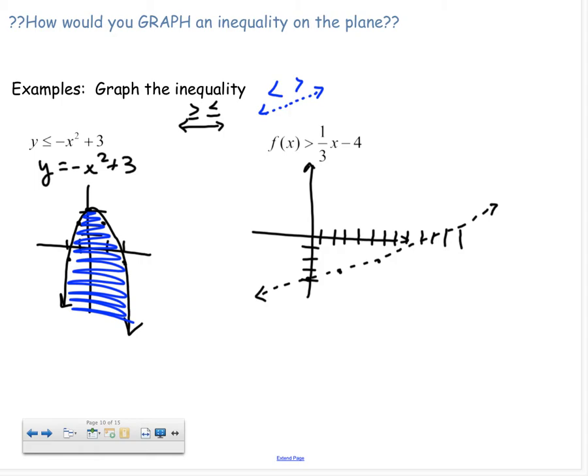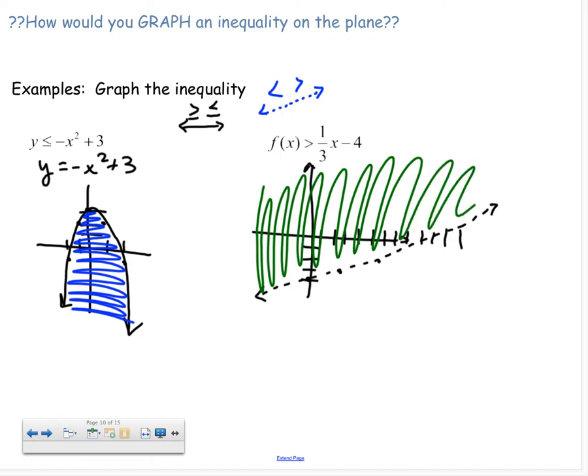This time we're greater than, and so we would shade above all of these points that I just shaded. This one and this one and this one and this one and this one and this one and this one. All of these points are solutions. This one is not because it's not shaded.